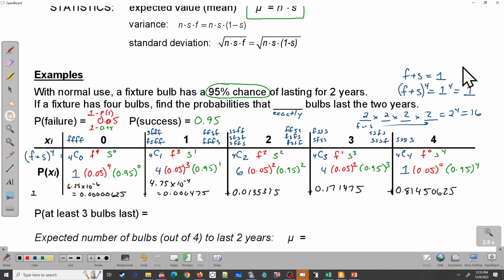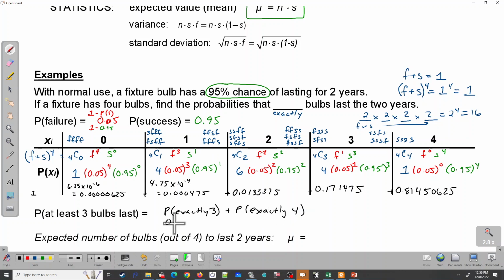And now we can take this information and answer the next question, which simply says, what's the probability that at least 3 bulbs last? So it's no longer an exact situation. It could be exactly 3. It could be exactly 4. And so what we want to do is add those probabilities together. We want to take the probability of exactly 3 and add it to the probability of exactly 4.